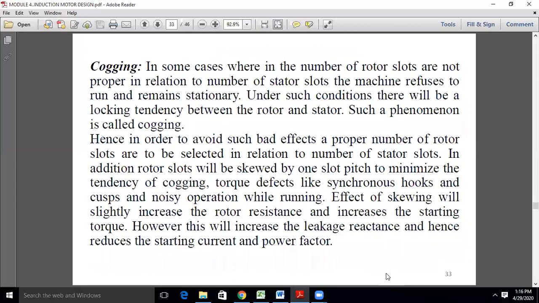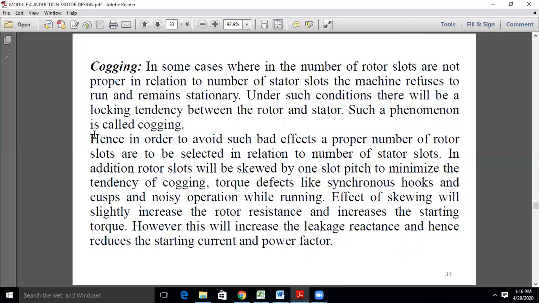Now coming to cogging. In some cases wherein the number of rotor slots is not proper in relation to the number of stator slots, the machine refuses to run and remains stationary. Under such conditions, there will be a locking tendency between the rotor and stator. Such a phenomenon is called cogging.